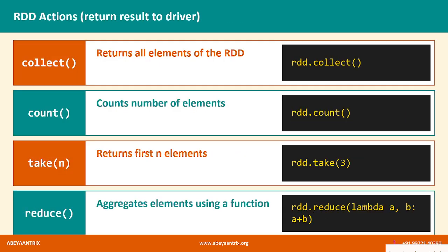What are the actions you can do with the RDD? Collect we have used, right? We have collected and printed the output. Collect returns all the elements of the RDD. Then we can count the number of elements, and we can display the first n elements. If I want to display only the first three elements, I can do RDD dot take 3. It will display only 1, 2, 3, and not the rest of the elements.